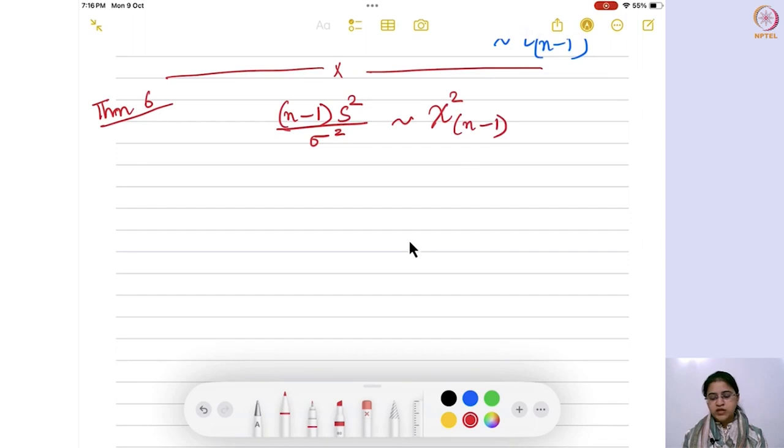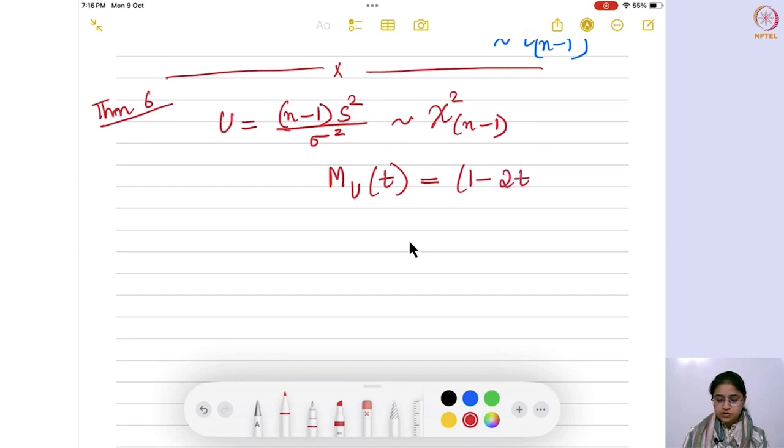Note that if we have to prove any such thing, we have a very useful technique, the MGF, which can help us in getting the distribution of the transformed random variable. So in this case, suppose I denote this random variable by U. If I can show that the MGF of this random variable at t is 1 minus 2t to the power minus n minus 1 by 2, then this would be your chi square distribution with n minus 1 degrees of freedom.